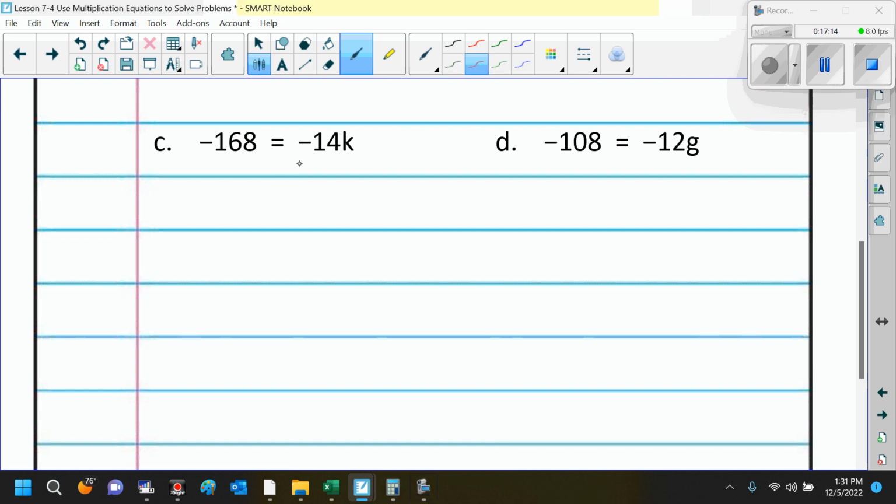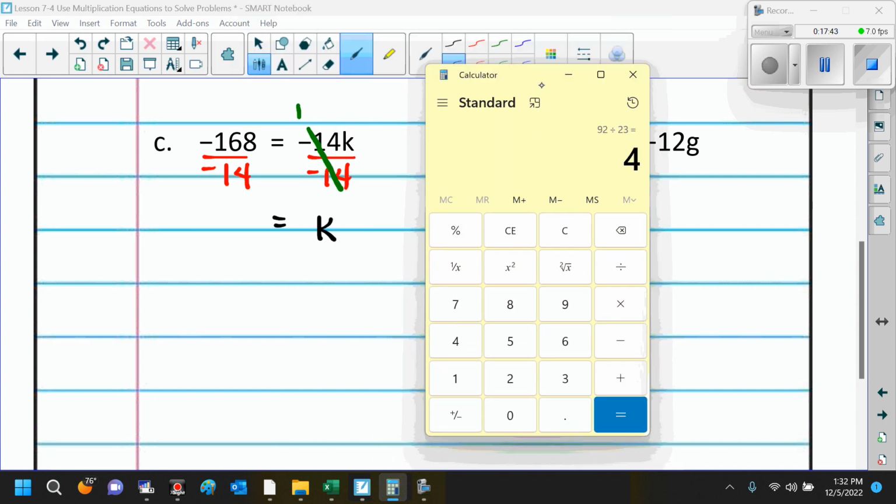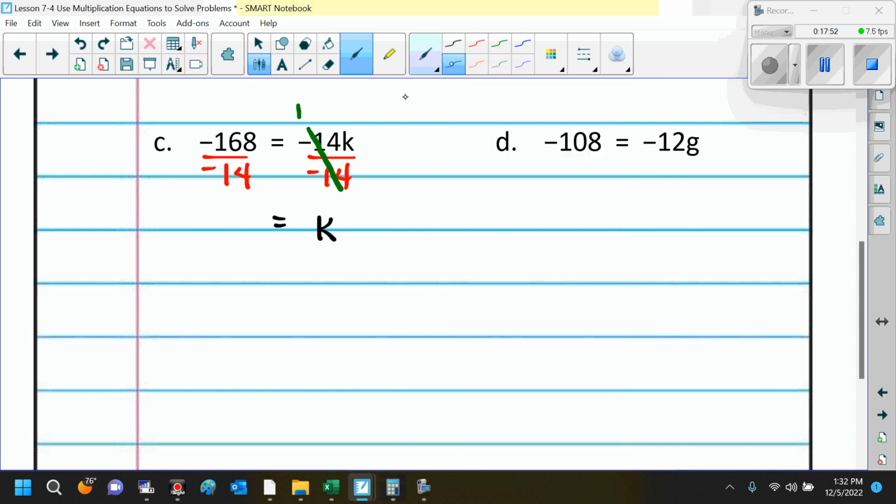Okay, so for letter C, we want to divide by what? Negative 14. Very good. So, negative 14 divided by negative 14, that gives us 1. So that's 1 times k, which is k. And then, on the other side, we've got, what's a negative divided by a negative? Positive. Very good. So now, we've got 168 divided by 14, which is 12. So this is going to be a positive 12.